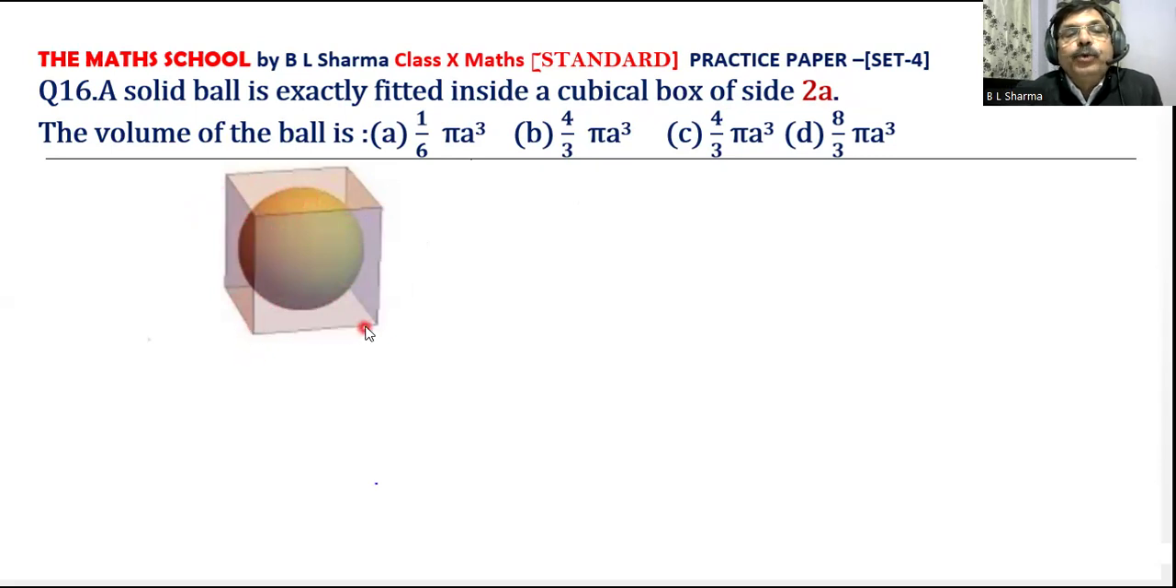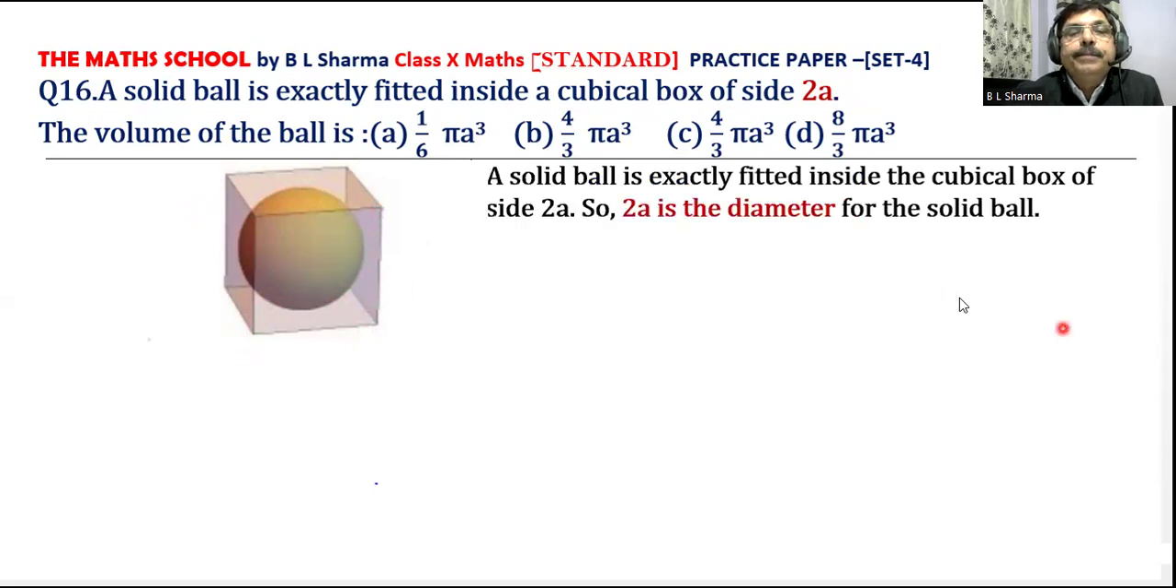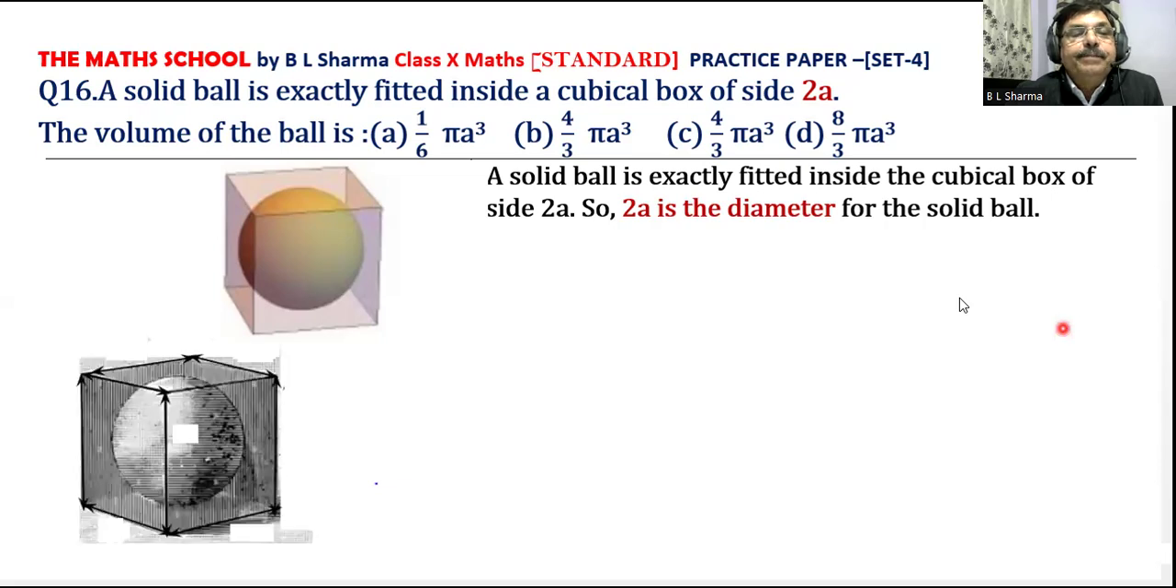This side is 2a, this is 2a and this is also 2a. Each side of the cube is 2a units. We can also write that the diameter is 2a. You will notice here that the diameter is the same as the side of the cube in this case, because the sphere, the ball, is exactly fitted. So the diameter is 2a, the side is 2a. That is why the radius will be half of it.